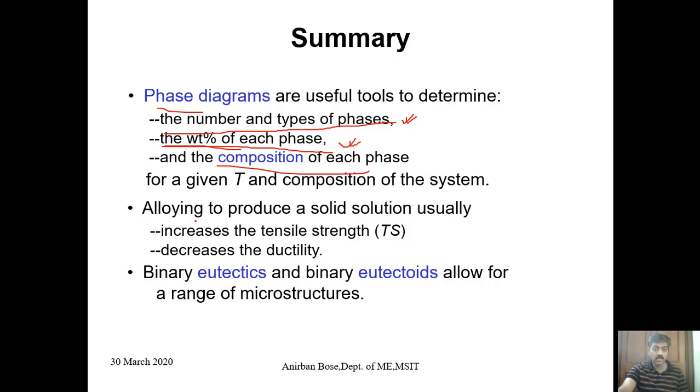Now, alloying to produce a solid solution usually increases the tensile strength. That we have seen in the first part of the phase diagram, if you remember the last slide. And the ductility decreases. And we have seen many binary systems like eutectic, eutectoid. We have also seen how the microstructure changes as we are cooling.